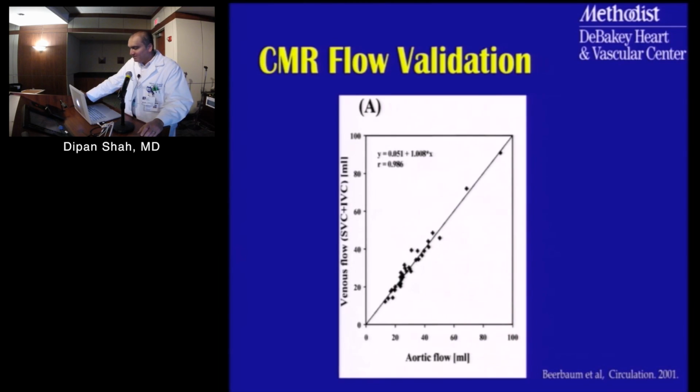So there are two ways that the validation studies have been done. One was they took patients and measured the flow by CMR in the ascending aorta, and the flow in the SVC and IVC. Obviously these flows should be equivalent to each other, so aortic flow should be equivalent to the SVC, IVC flow. And in this particular study, they demonstrated, across a range of flow values, a pretty nice relationship between aortic flow and the sum of your SVC, IVC flow, or your venous flow.